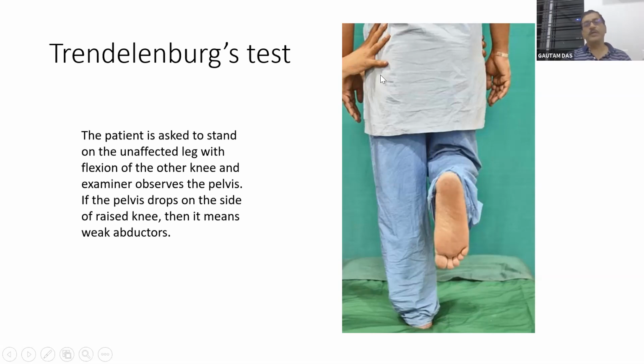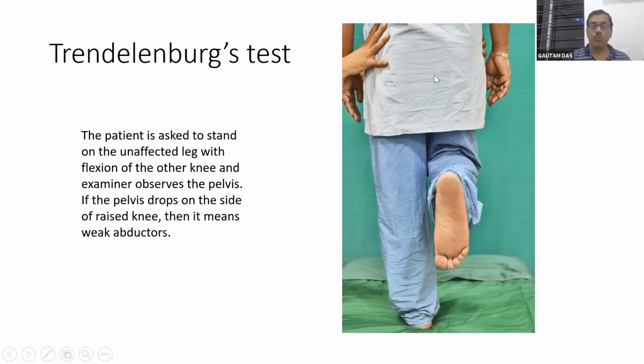So now, if these abductors are weak, what will happen? If we are lifting the normal leg, and if we are standing on the affected leg, then this sided hip will be falling down. So this is your Trendelenburg test.